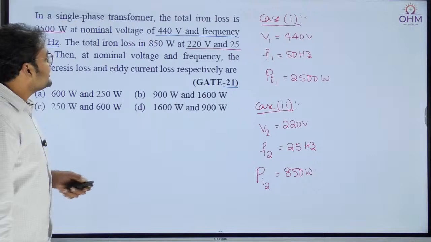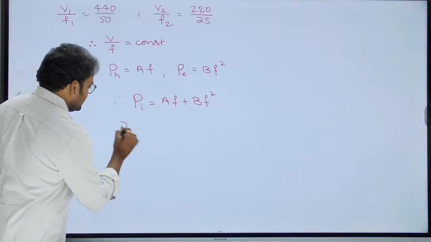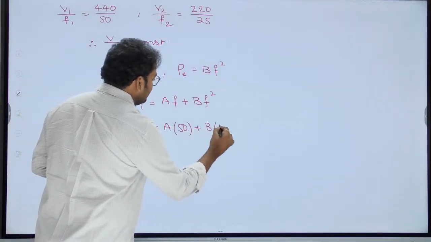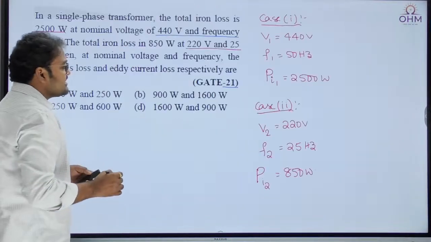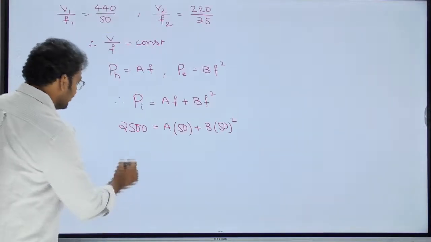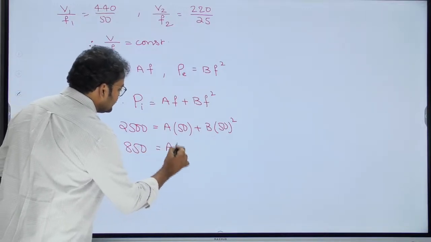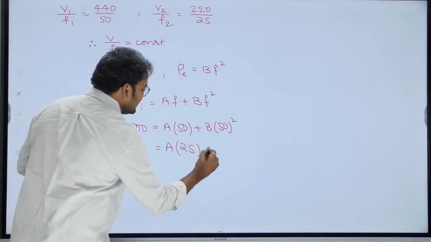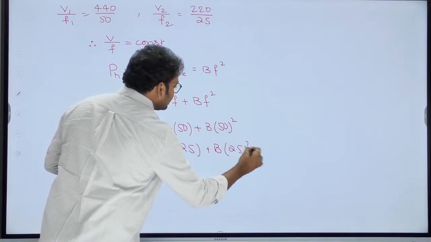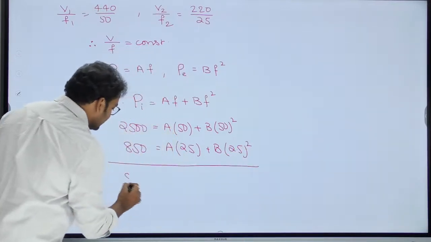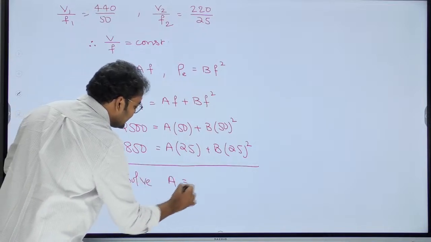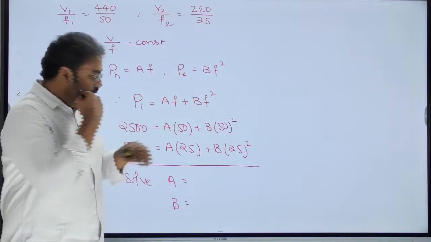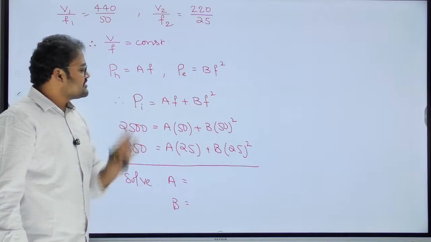Now, what is the iron loss in the first case? 2500. 2500 is equal to A into first case frequency 50, plus B into 50 square. In the second case, what is iron loss? 850. 850 is equal to A into F, where A and B are constants, they don't change. But what is the frequency in the second case? 25 hertz, plus B into 25 square. Now if I solve these two equations, I will get the values of constants A and B. So the moment I know constant values A and B, I can separately calculate hysteresis loss and eddy current loss.